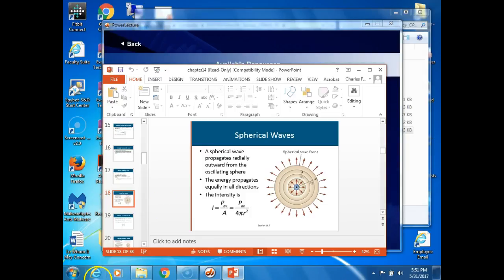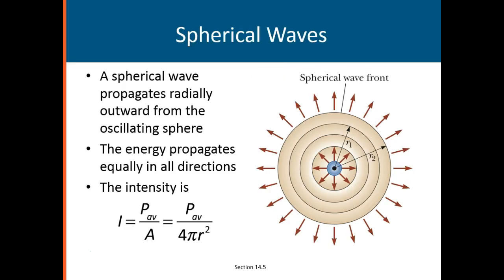Okay. Spherical waves. As I'm talking to you now, you might think my voice is just going to you. No, it's going this way and that way and every way. People sitting anywhere would be able to hear it. Really, it's a spherical wave leaving. A spherical wave propagates radially outward from the oscillating sphere. I'm not really oscillating, but my vocal cords are.